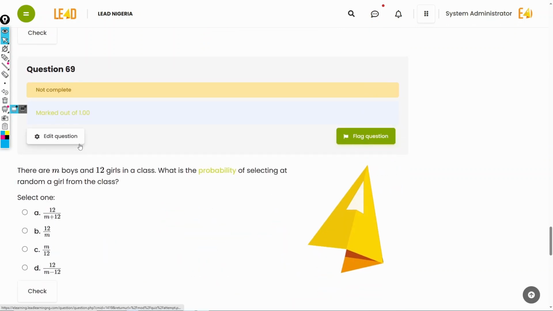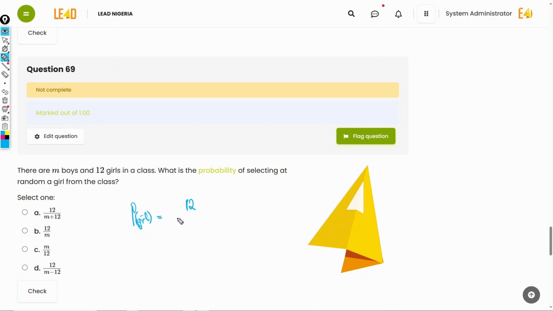Question 69. There are M boys and 12 girls in the class. What's the probability of selecting at random a girl from the class? Probability of selecting a girl from the class, the desirable is 12, right? So there are 12 girls. So probability of a girl.